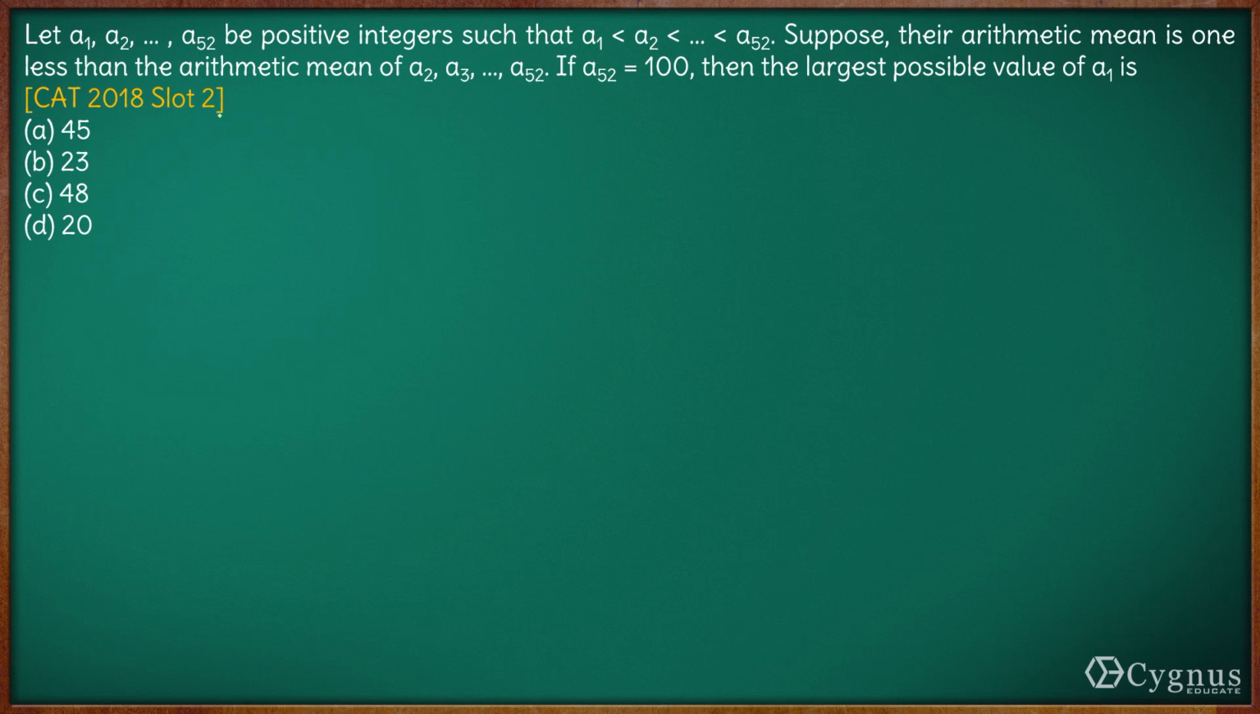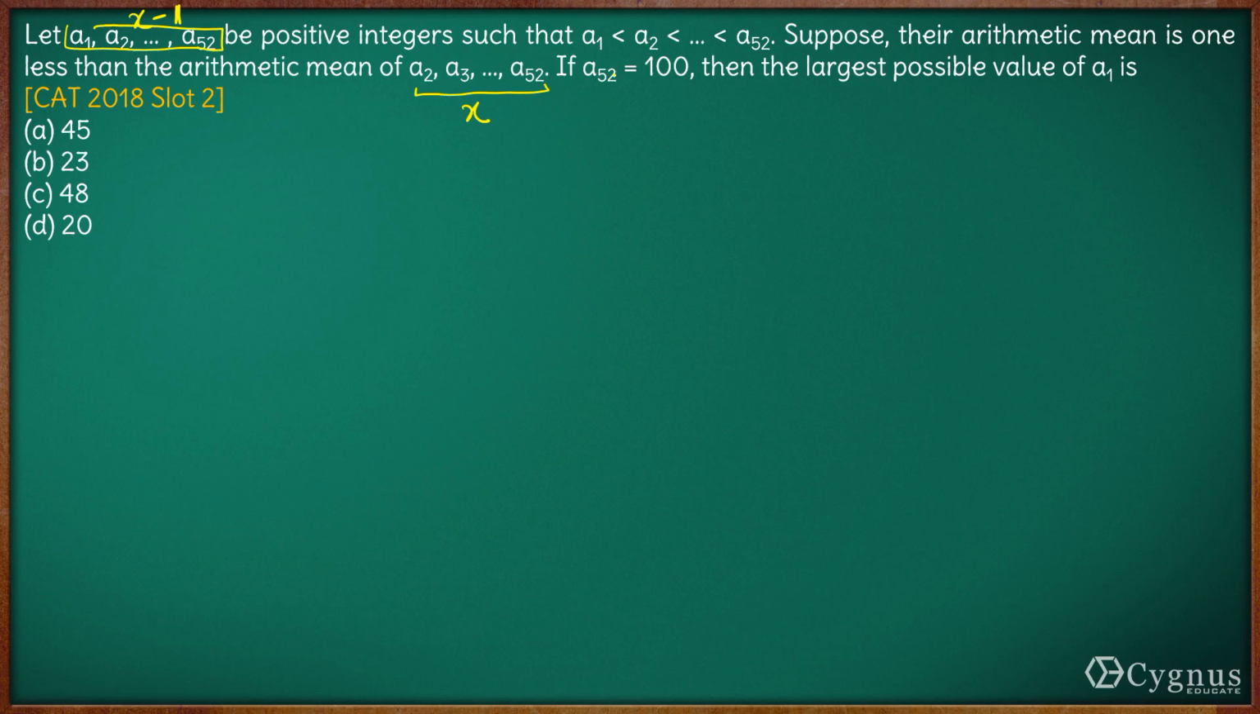Hi. So coming to this question, we have A1, A2 till A52 are positive integers such that A1 is the least and A52 is the highest and all of them are distinct. There is no equality here, right? Suppose the arithmetic mean is 1 less than the arithmetic mean of these numbers. So let's say the arithmetic mean of these numbers is x. So the arithmetic mean of all 52 numbers will be x minus 1.